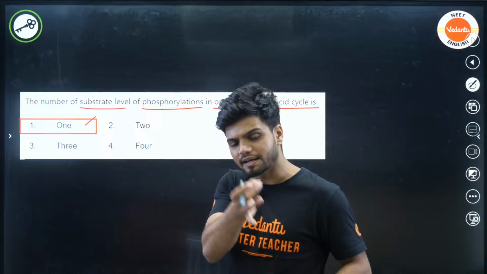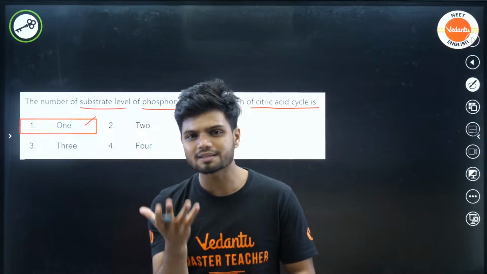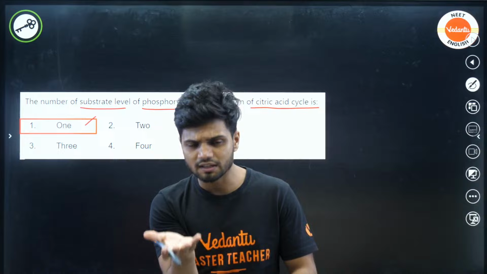See students, phosphorylation means what? Addition of phosphate. Substrate means using a substrate. This Krebs cycle is using the substrate from your glucose. Glucose is giving pyruvate, and pyruvate is getting converted here, right? So it is a substrate level phosphorylation.